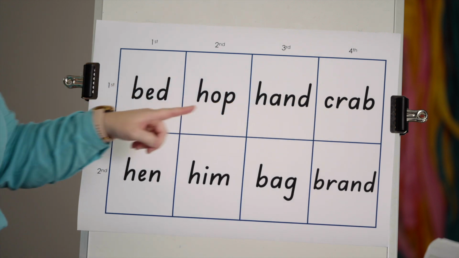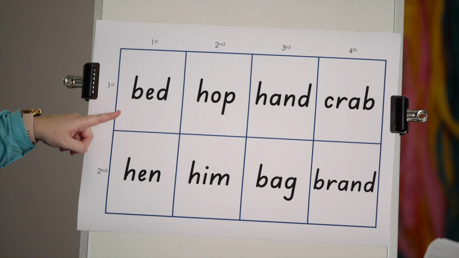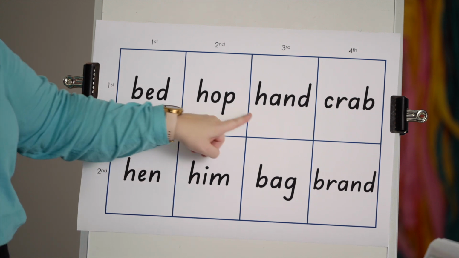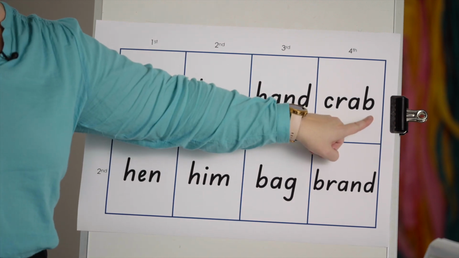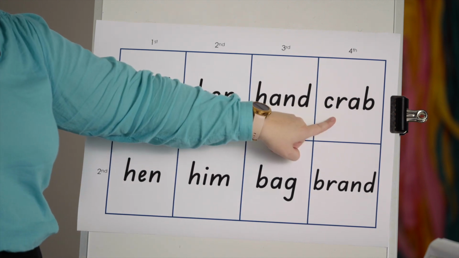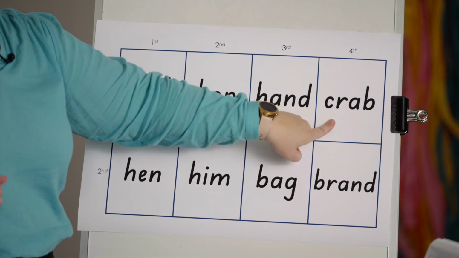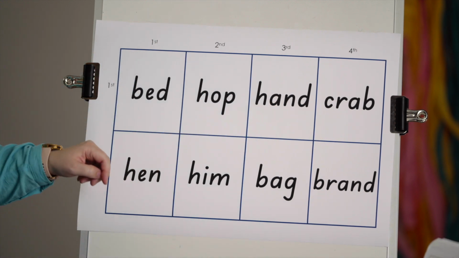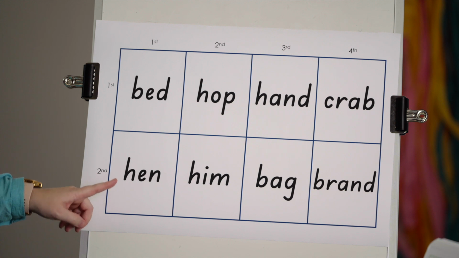Let's read those words from the beginning as whole words. Bed, hop, hand, crab. Can we read them a bit faster? Bed, hop, hand, crab. One more time. Bed, hop, hand, crab. Did you read them as fast as me? Great job. Let's try the second row now.